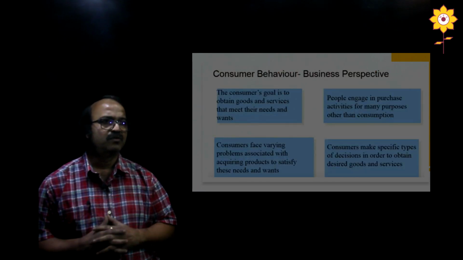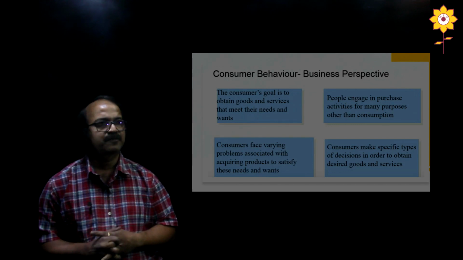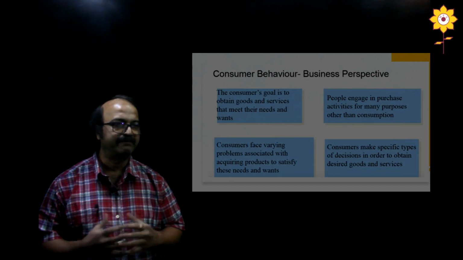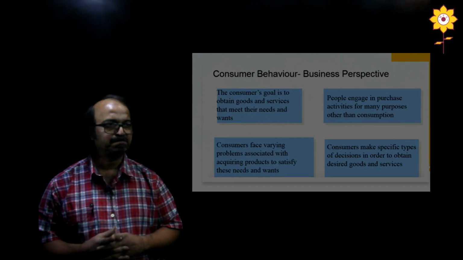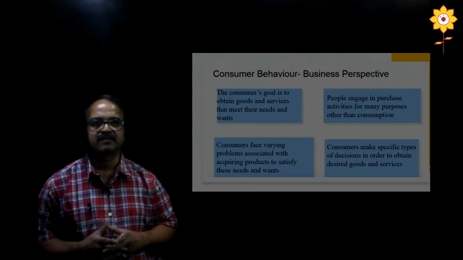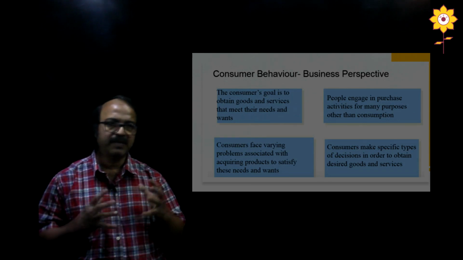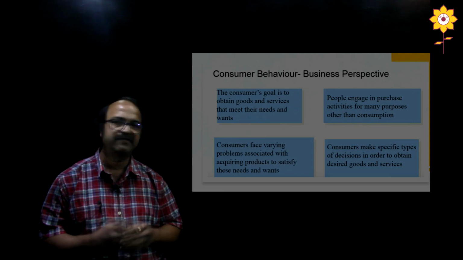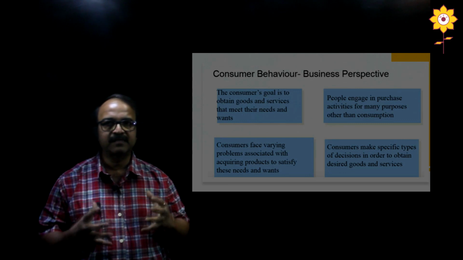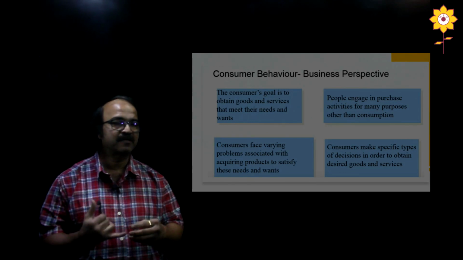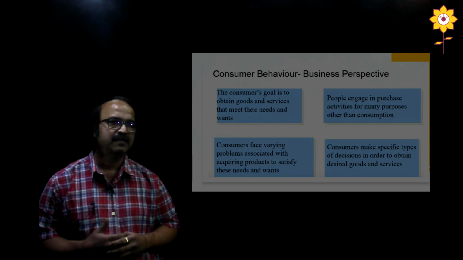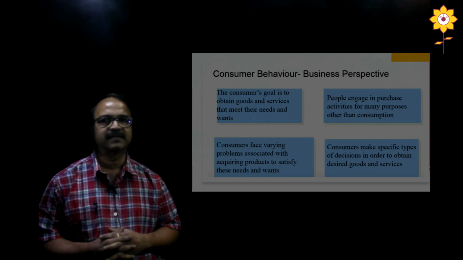If you look at consumer behavior from a business perspective, the consumer's goal is to obtain goods and services that meet their needs and wants. People engage in purchase activities for many purposes other than consumption. Now, what is this? In the initial part we defined the personal aspects of consumer behavior. Maybe it is his attitude, his personality, or certain things which have affected his personality might make him buy certain things.